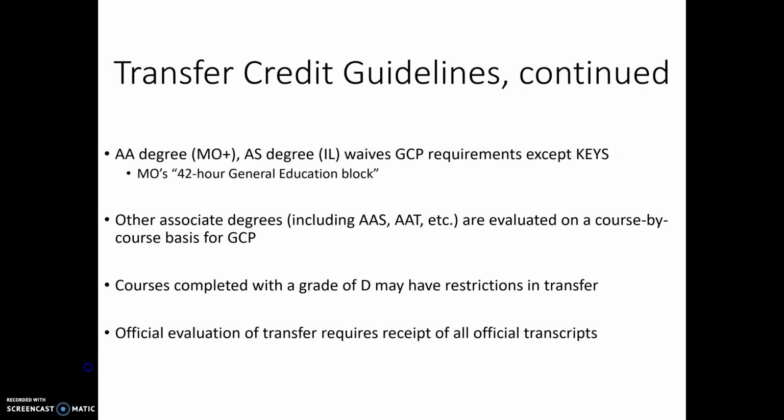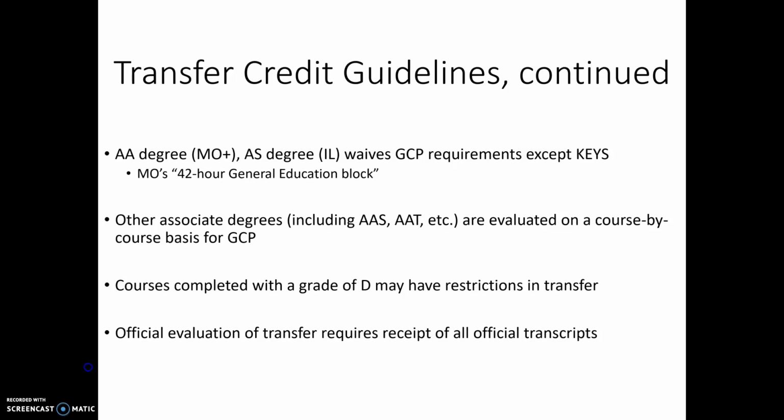Now, some students in Missouri may have earned the 42-hour general education block, which is an academic credential, but it's not a degree. Students in Illinois have the option to earn a credential known as the Illinois Articulation Initiative, and other states have similar credentials. Basically, what this means is you have completed the core of what makes up an associate's degree, even though you may not have earned that degree. And your transcript will have an entry indicating that. That would, just like the associate's degree, waive the GCP requirements.